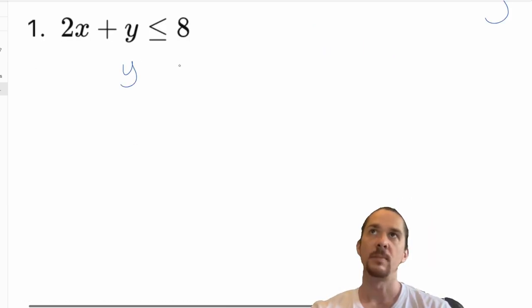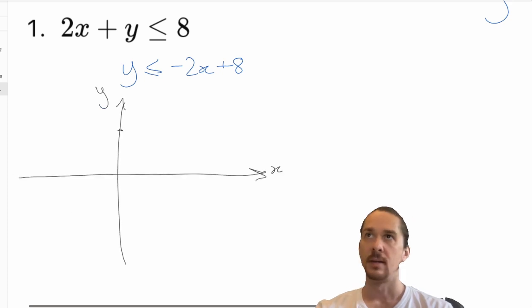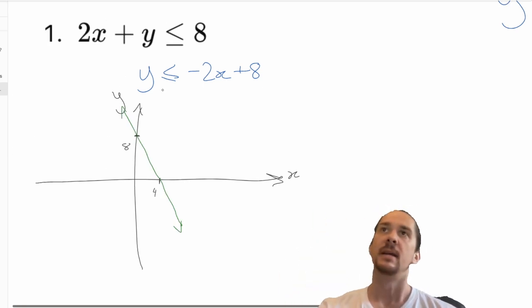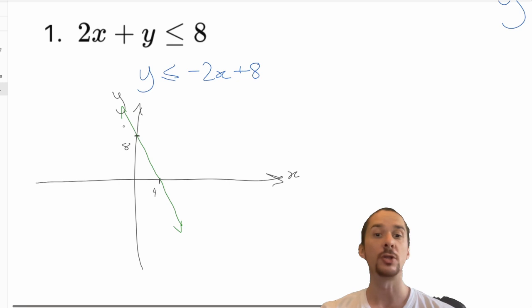So in this first one, this becomes y is less than or equal to negative 2x plus 8. If we want to graph that, let's say that's 8 there, and if our gradient is negative 2, that means we're going to cross here at 4. Our graph will look something like that. Now, because this is less than or equal to, that means we use a solid line.